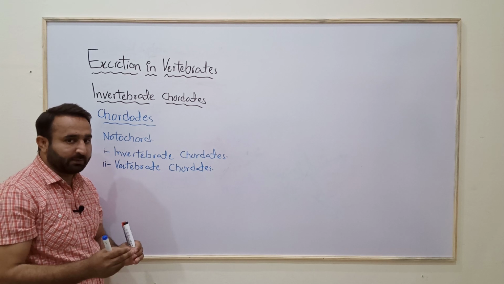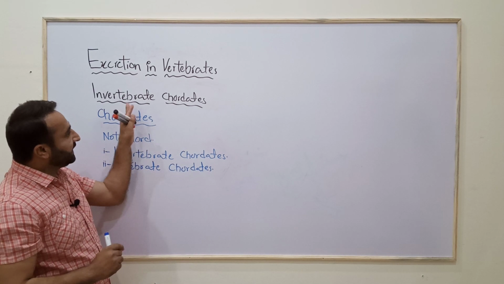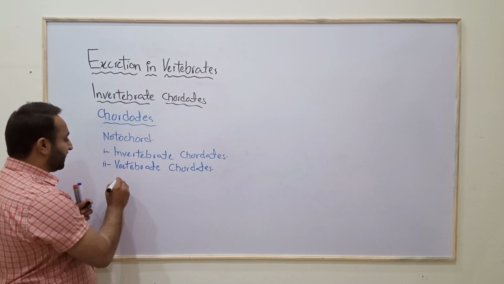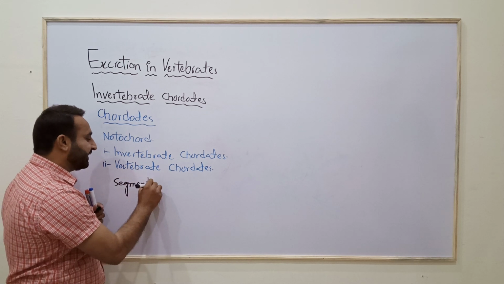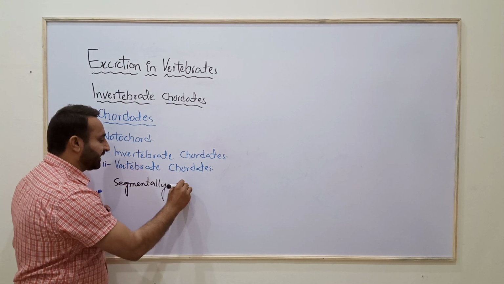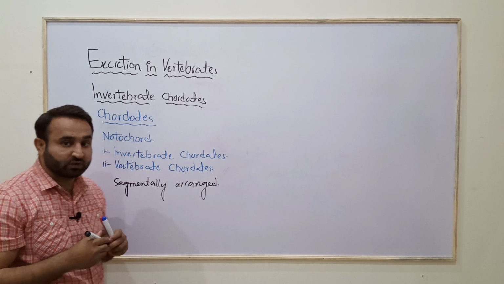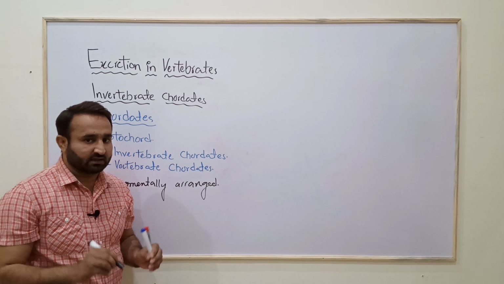So we were talking about the excretion in invertebrate chordates. In invertebrate chordates, the excretory structures are segmentally arranged. Segmentally arranged means there are segments, and in segments the excretory tubules are present, just like the metanephridia in the earthworm.